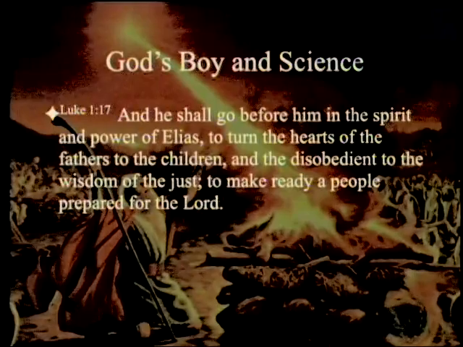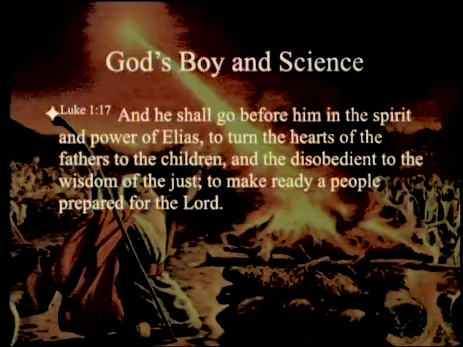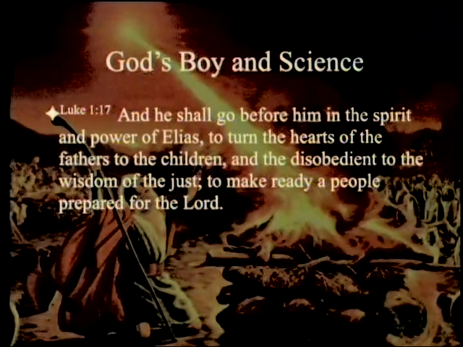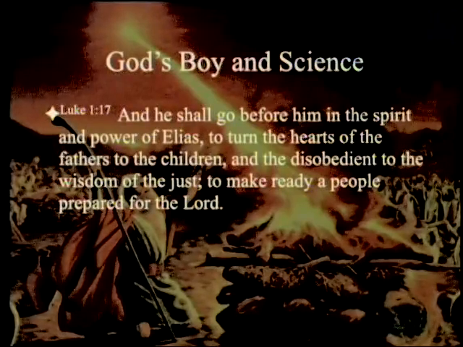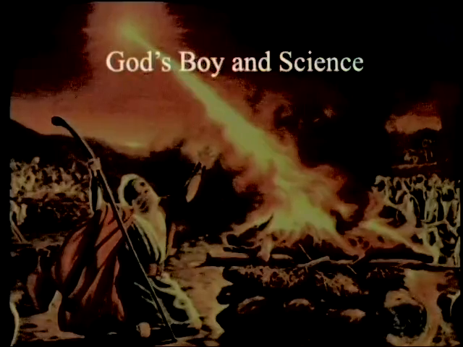But it's not that simple, because in Luke 1:17, the angel is telling Zechariah what his son, who will become John, of course, will do. "And he shall go before him in the spirit and power of Elias, to turn the hearts of the fathers to the children and the disobedient to the wisdom of the just, to make ready a people prepared for the Lord." And in fact, in Matthew, it's done explicitly and by Jesus himself: "For all the prophets and the law prophesied until John. And if ye will receive it, this is Elias, which was for to come. He who hath ears to hear, let him hear." No, he's not Elijah exactly, but he is fulfilling the Elijah prophecy. And he was dressed for the part.